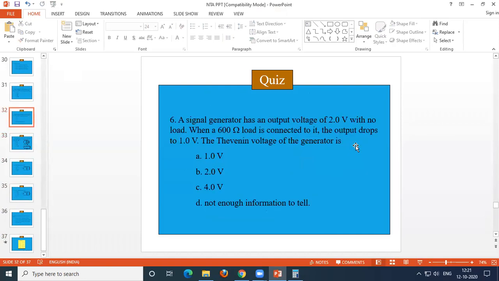Question number 6. That is the input voltage 2 volt. Exactly half part is falling across the 600 ohm, and exactly half part is falling across the other 1 volt.